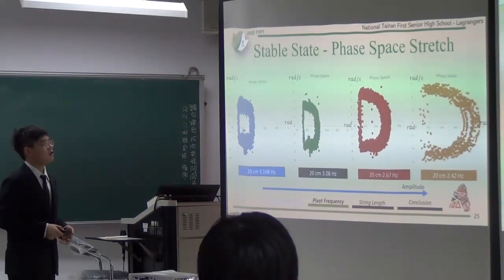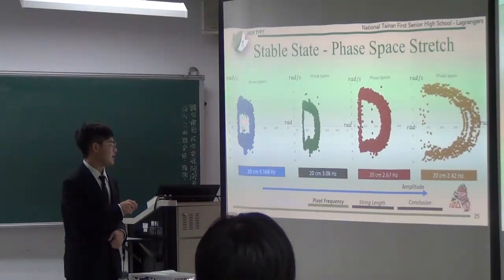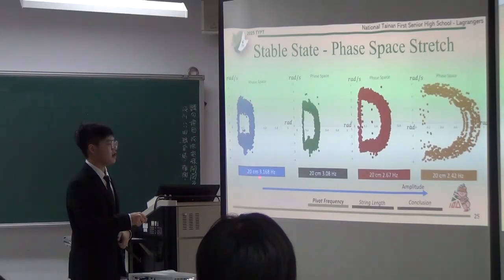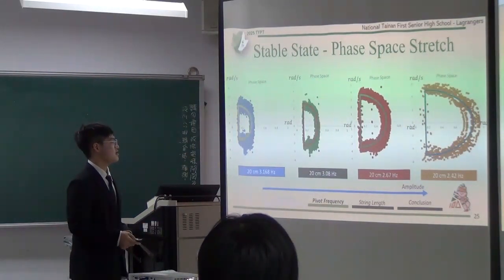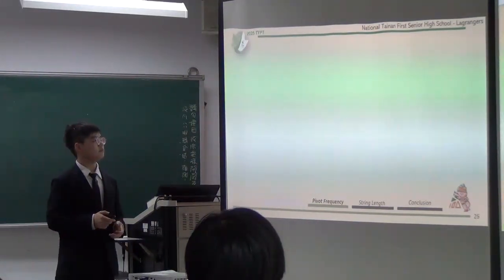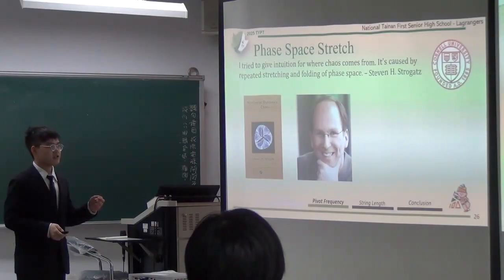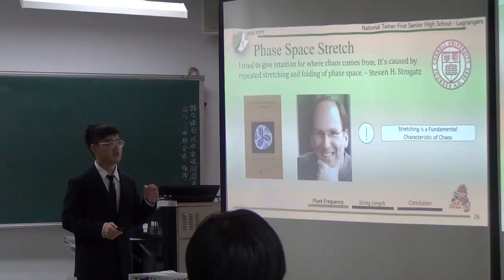So we can observe that there is a stable state through the phase space. And we observe a phase space stretch, which is caused by the energy increasing when it is close to a resonance state. So as you can see right here, we can calculate the amplitude through the phase space. So this gives another explanation of chaos, as the phase space stretch is a fundamental characteristic.